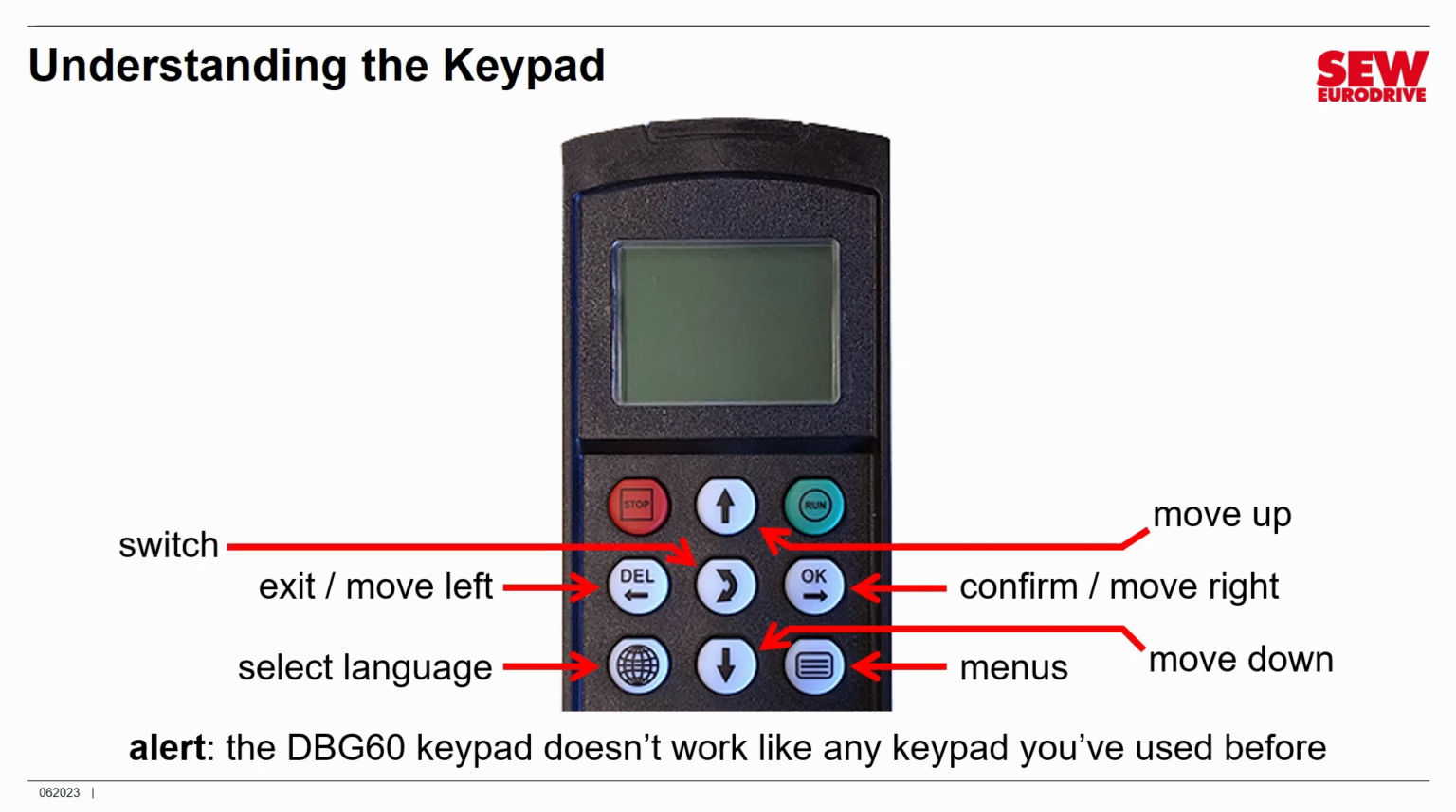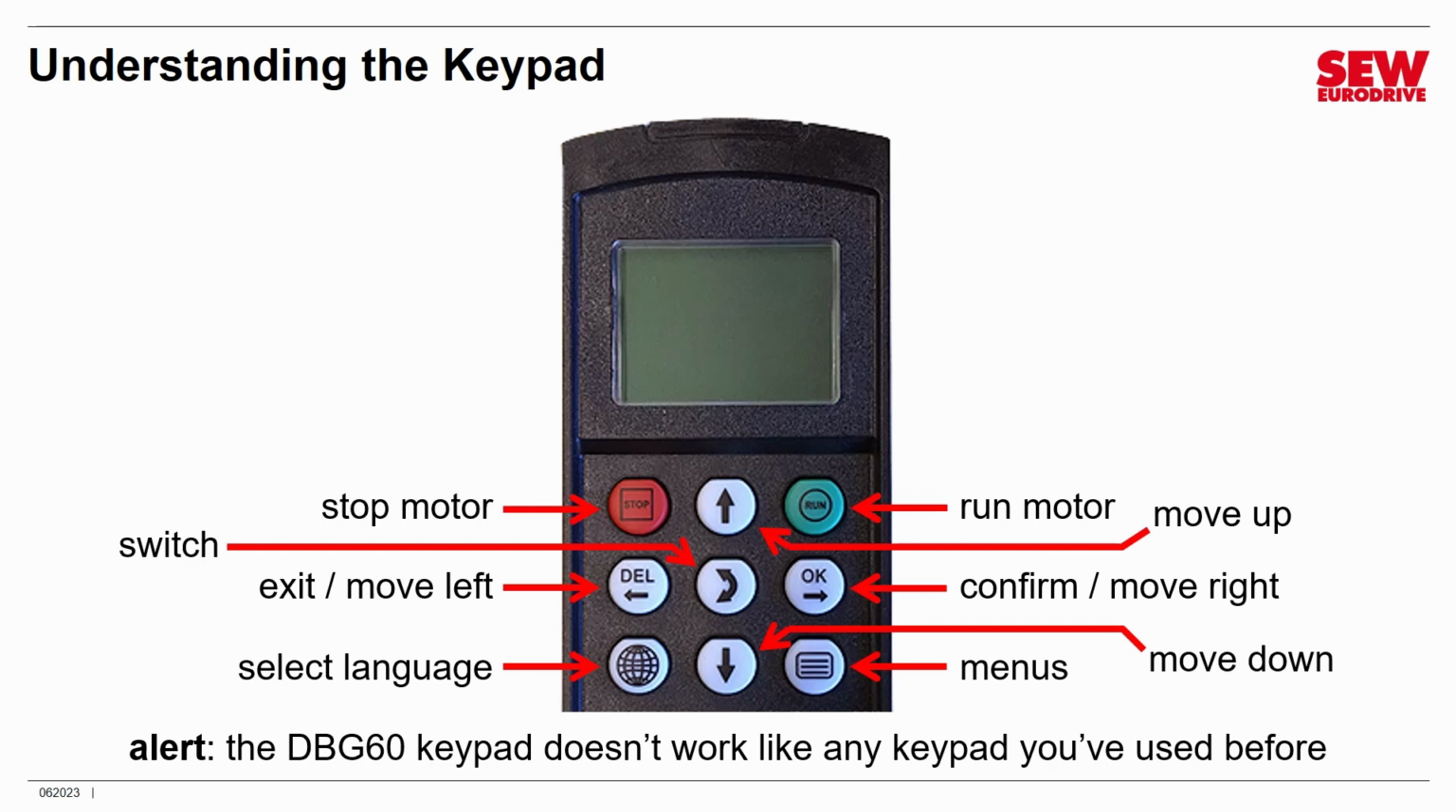And then the button in the middle, which on every keypad I've ever used is the Enter button, does not function that way on this keypad. This is called the Switch button, and it is used to switch between different menu options. So I would say the center button is potentially the most confusing. But now that you understand what functions the buttons have, I'm hoping you won't be quite as confused when you start to use it. Finally, we have a red button and a green button. The green button is used in manual mode to run the motor, and the red button is used to stop it.